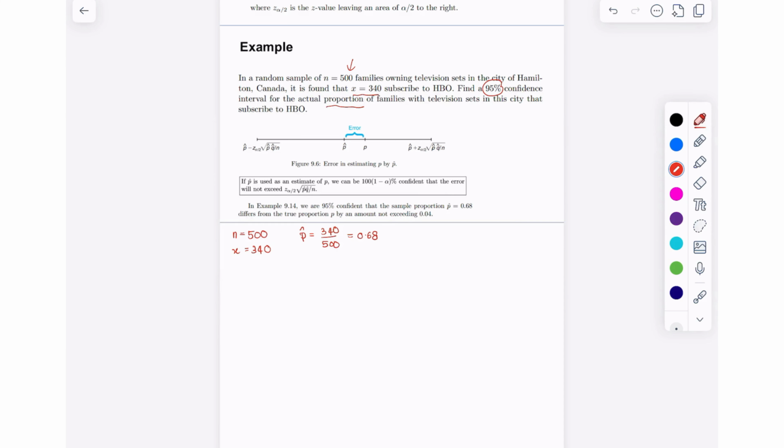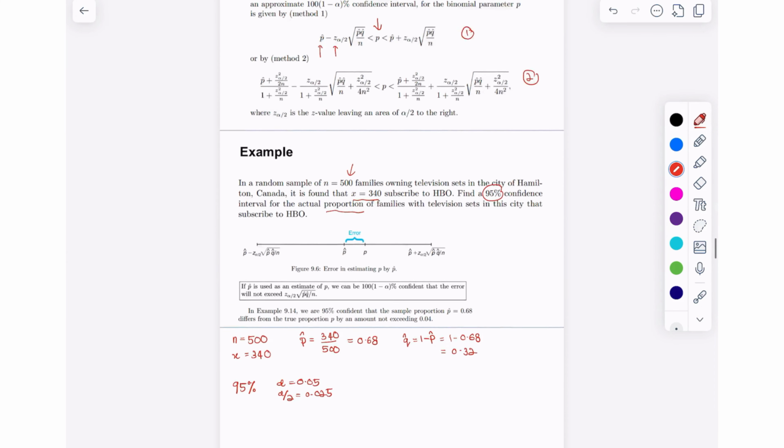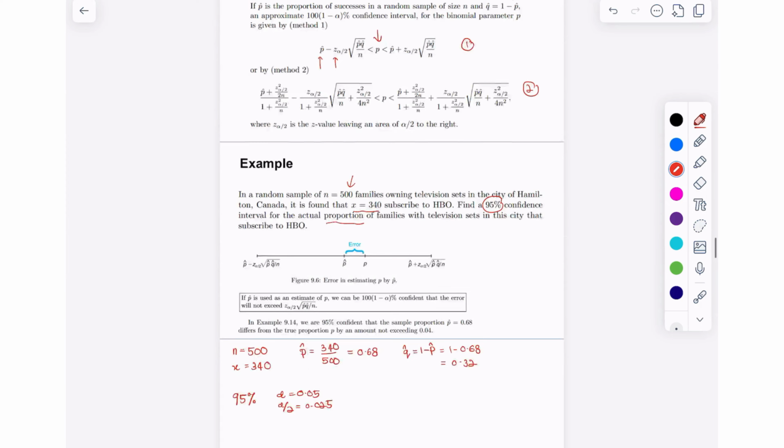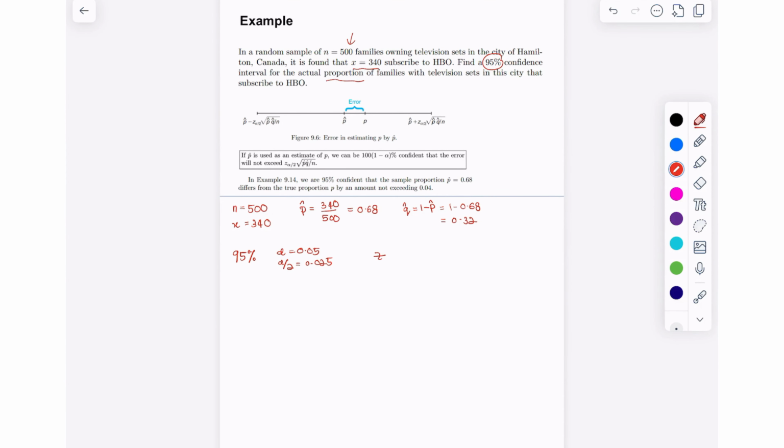Since you know P hat, you can find Q hat. Q hat is 1 minus P hat, that is 1 minus 0.68, which is equal to 0.32. You want to find the 95% confidence interval, the same as the previous example. We have alpha 0.05 and alpha over 2 is 0.025. For the critical points, we use the Z, so we have Z alpha over 2, Z 0.025.